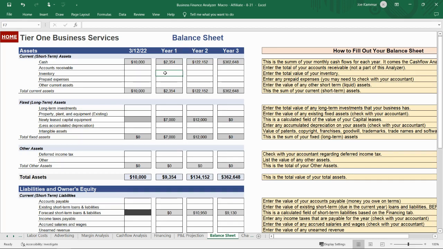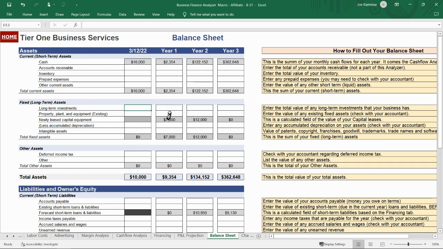The reason it's not carried across is this is a financial planning tool. It does not pull in accounts receivable. It does not pull in inventory, prepaid expenses, and other current assets. You can put these in to build out your current or short-term assets. The same is true for your fixed or long-term assets. You can enter any dollar amount you want. If you have $200,000 in long-term assets, there you go. Woo, that's a lot of assets.